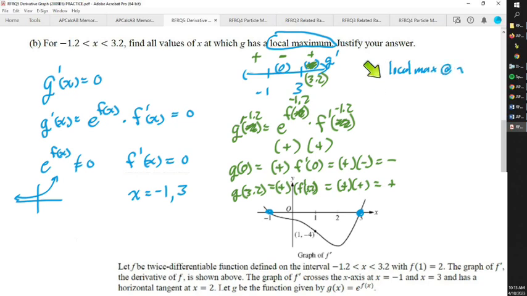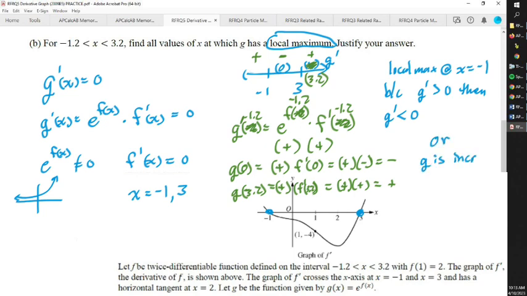So I'm going to make my statement here. Local max is at x equals -1. Why? Because g prime is greater than 0, then g prime is less than 0. All I said was that we go plus, minus. That's all I said right there. But I'm very specific as to what that plus means. What's the other way to say it?